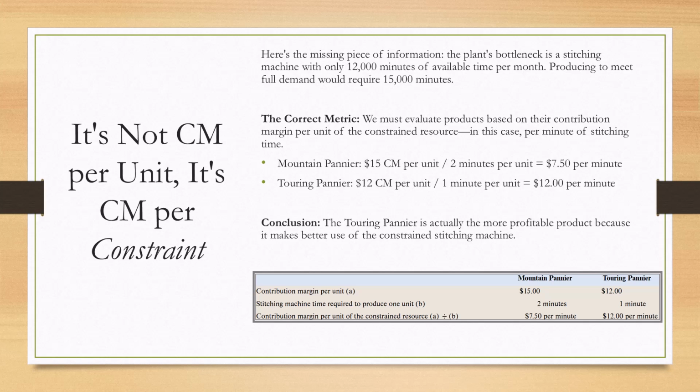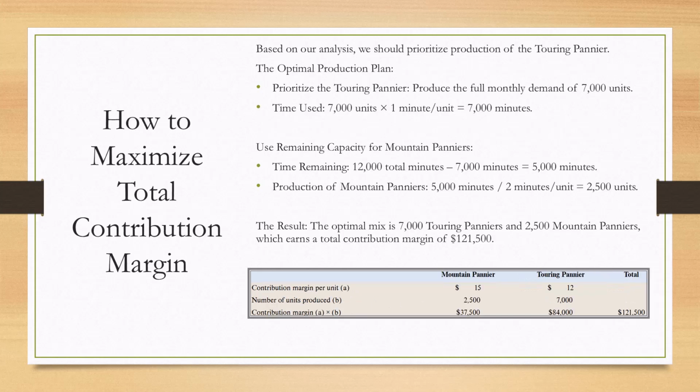Let's calculate that. For the mountain pannier, we take its $15 contribution margin and divide by the 2 minutes it requires on the machine, giving us $7.5 per minute. For the touring pannier, we take its $12 contribution margin and divide by the 1 minute it requires, giving us $12 per minute. The conclusion is clear. The touring pannier is actually the more profitable product because it makes much better use of our limited stitching machine time. Based on our correct analysis, we should prioritize the production of the touring pannier.